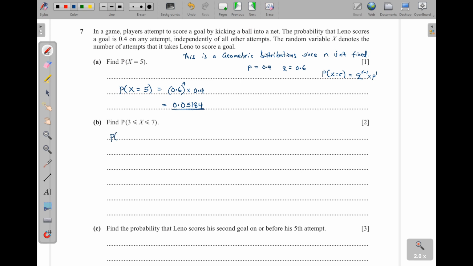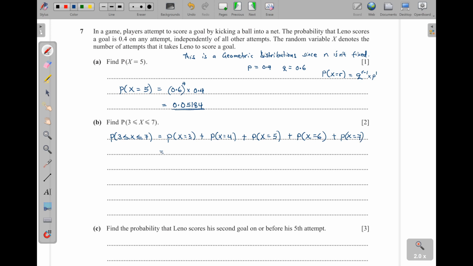Then this one, probability of 3 less than or equal to X less than or equal to 7. This one is going to be equal to probability of X is equal to 3. Then probability of X is equal to 4. Then we have probability of X is equal to 5. Then we have probability of X is equal to 6. And then probability of X is equal to 7.